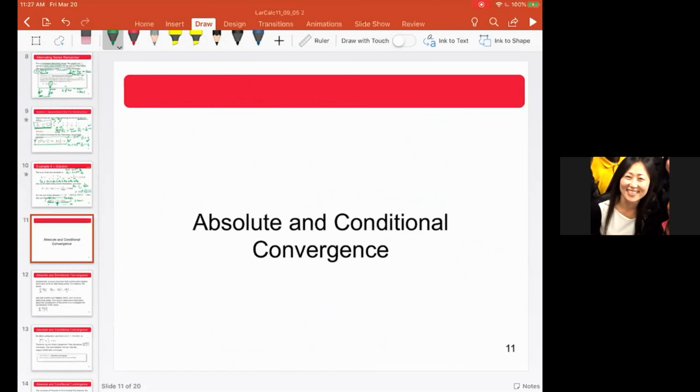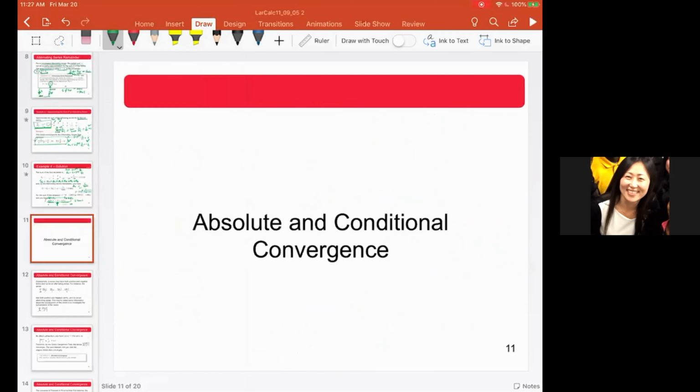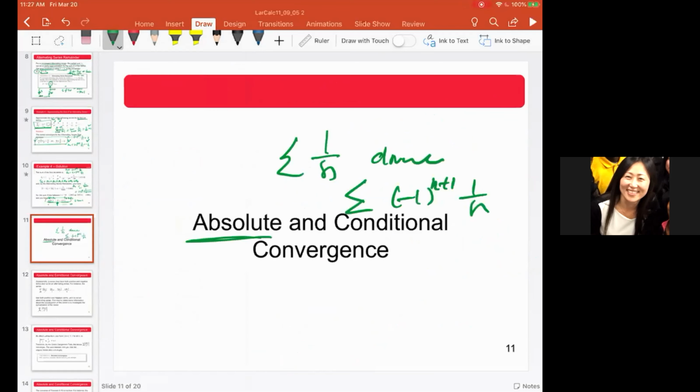So this is what I'm talking about, the absolute. Remember when you look at the geometric series, I said, hey, 1 over n is what? Diverges. But we just figured out negative 1 to the n plus 1 over n, this is what? Converges. All right, so that's what I'm going to talk about today, absolute and conditional convergence.